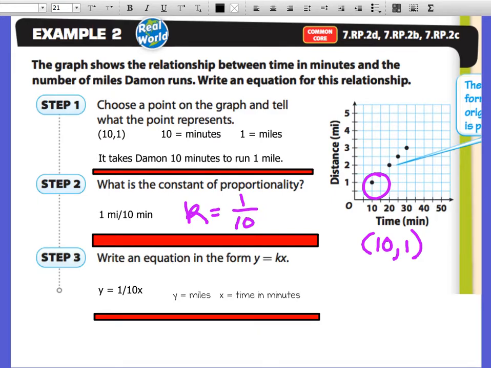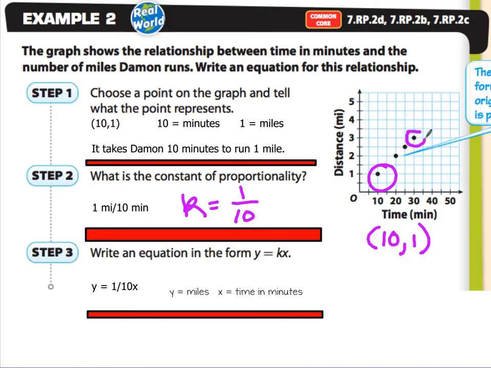Now if I would have chosen a different point on the graph, say this point up here, that point would have been (30, 3), because it's always x first, so over 30 and up 3. So that would have meant that it takes Damon 30 minutes to go 3 miles. So you can choose any point and just make sure to read your labels correctly to figure out what that point means.